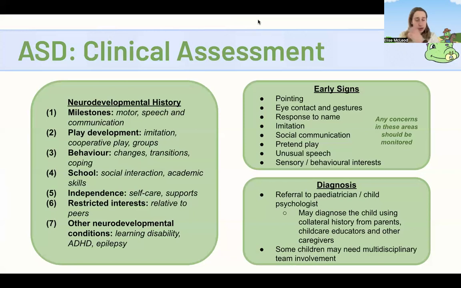They might have unusual speech, like the echolalia we were speaking about before, and also looking at their sensory interests. And as we said, diagnosis usually involves referral to a pediatrician or child psychologist or psychiatrist, and it usually involves collateral history as well. And some children, depending on the setting, and obviously rural versus metro as well, might need some multidisciplinary involvement for diagnosis.